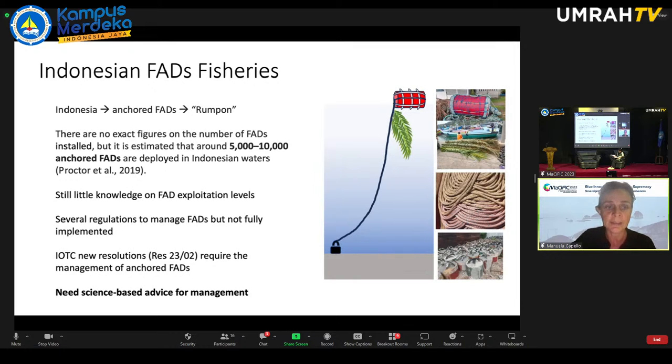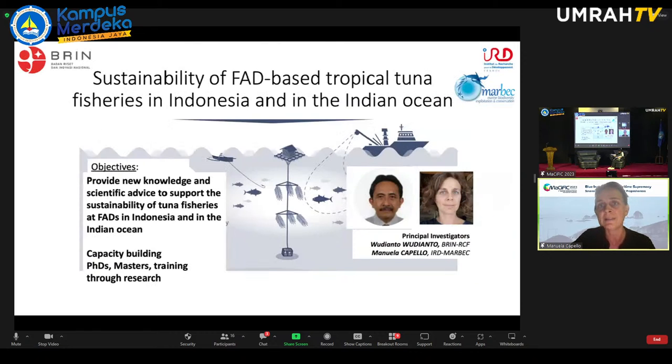In IOTC, there are now new regulations this year that require the management of anchored FADs. So there is a need in Indonesia for science-based advice for the management of FADs. And this comes to the project, the IRD BRIN collaborative project, of which I am a principal investigator with Pak Budianto from BRIN RCF. The objective is to provide new knowledge and scientific advice for the sustainable management of FADs in Indonesia and in the Indian Ocean, and also to provide capacity building through research.